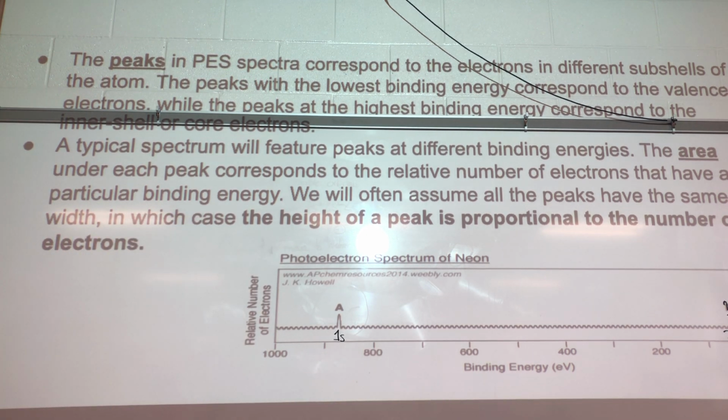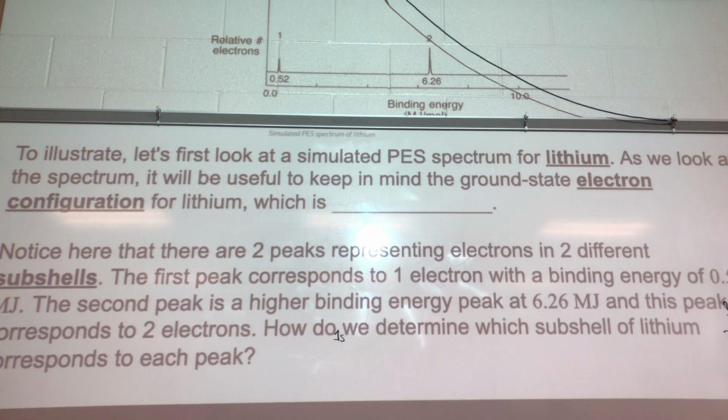Okay, let's take a look at a few more. So this right here is the electron spectrum for lithium. Now I picked this one in particular just because something flipped on us.